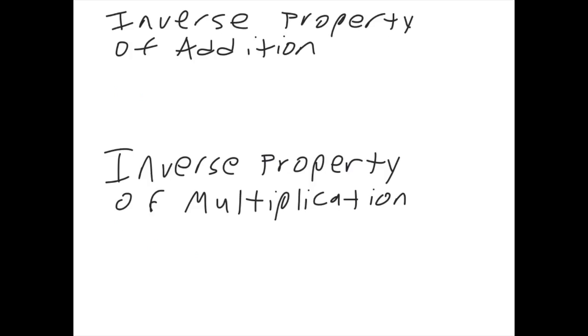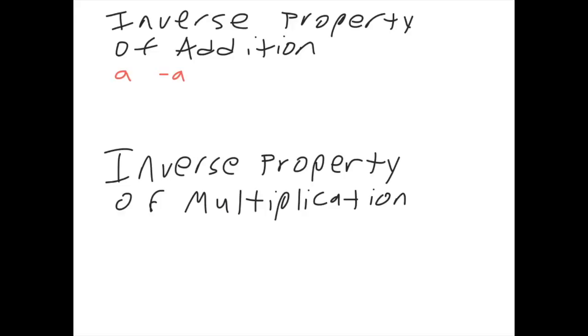Now we're at the inverse property. And once again, one for addition, one for multiplication. What inverse is dealing with is the opposite. So what is the opposite of each? In addition, if we have some number A, the opposite of that would be negative A. So in addition, the opposite of a number is to change the sign. Make it negative, or if it's already negative, make it positive.